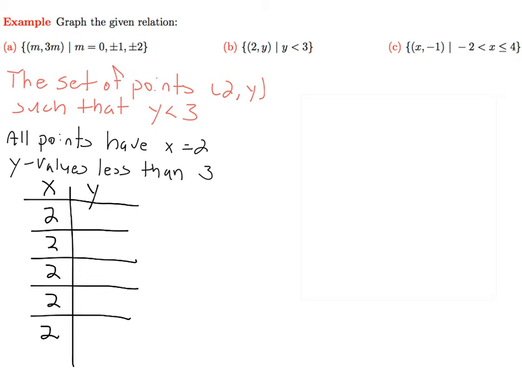So for example, y equals minus 6. Well, minus 6 is less than 3, so that would be here. 2, minus 3, that's another point that would be on that line. 2, 0, 2, 2 is another point. 2, 3 over here, we need to be careful that because this is strictly less than 3, this point is excluded.